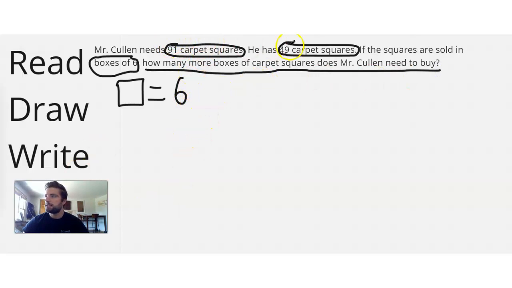All right, so the first thing we're going to do is look at how much he needs, and then look at how much he has. And we're going to find the difference between what he has now and what he eventually needs. The way that we find the difference is we're going to use subtraction. So before we start counting boxes and drawing pictures, we're actually just going to quickly do a subtraction problem to figure out how many more he needs. So we're going to go 91 minus 49. We're going to find out what that equals.